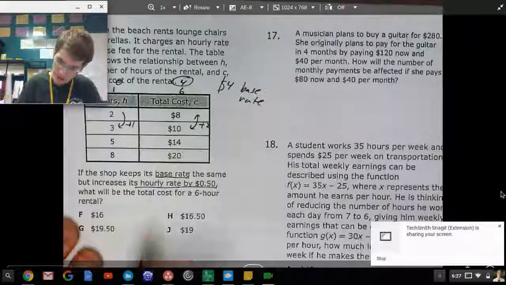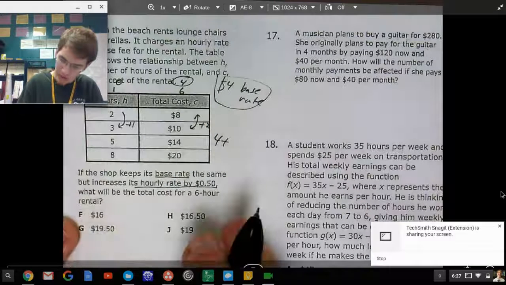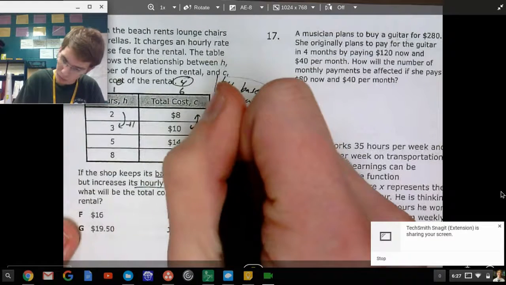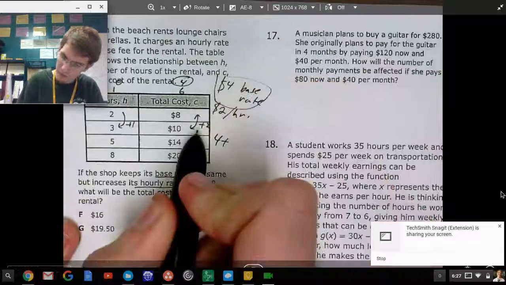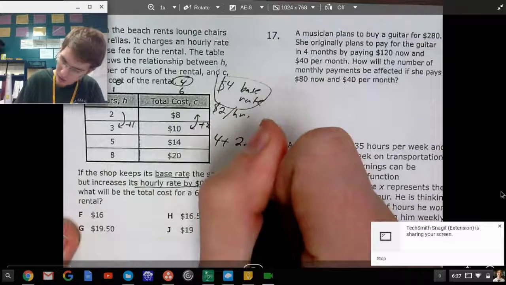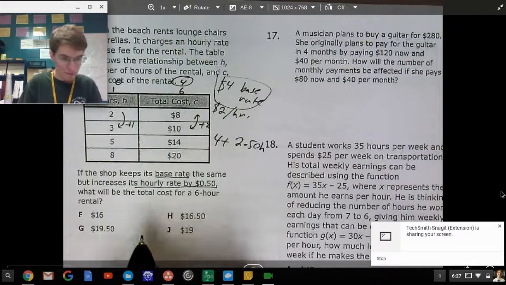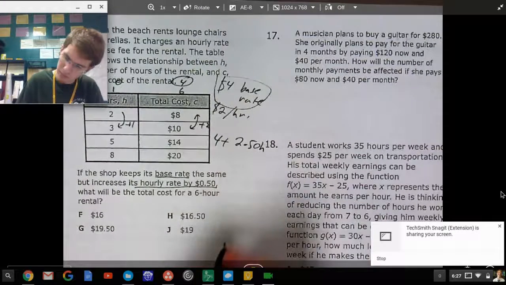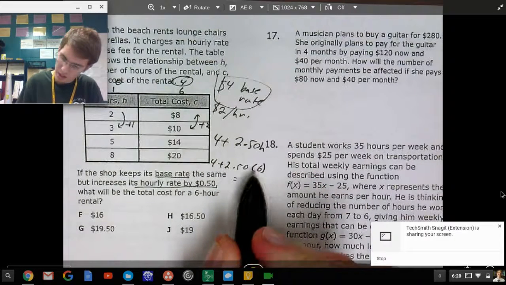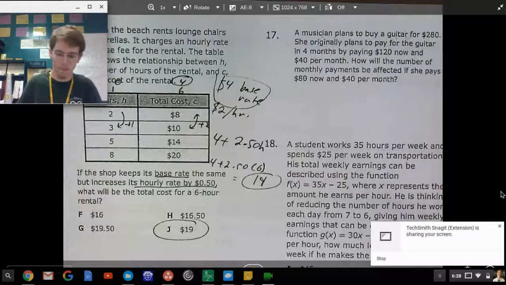Okay, and then let's see this. So they keep that the same. So we still have a $4 base rate. But they increase their hourly rate by 50 cents. Now, if you notice, we actually just figured out the hourly rate. The old one is $2 per hour. So that means our new one is $2.50 an hour. Well, it's a 6-hour trip or a stay. So we take 6, plug it in up there. So 4 plus $2.50 times 6. 12, that's 15 plus 4, 19, which is J.